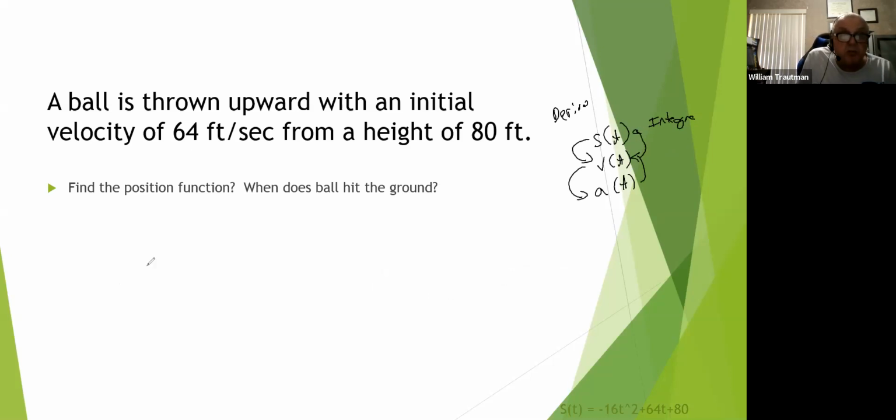So I'm going to write my acceleration function first. By the way, I have to go all the way up to the position function. That's what we're finding, s(t). I'm going to start at acceleration. Can somebody tell me what acceleration is? We've done this already. You should tell me exactly what the acceleration function is. It's one number.